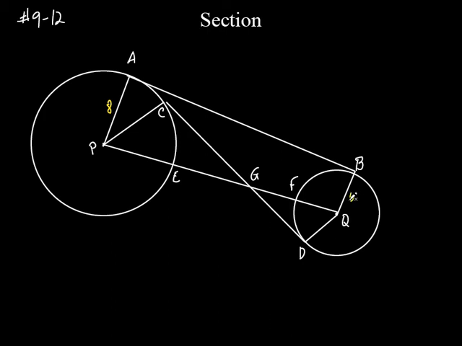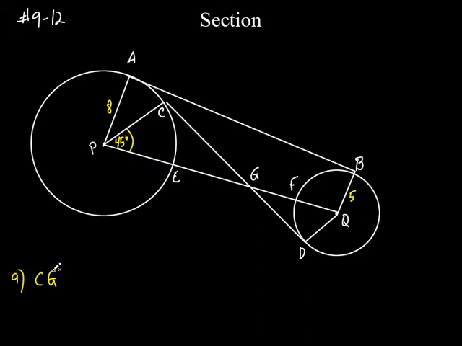BQ is 5. Let's just write the stuff they give us first, then we'll figure out all the other stuff. Okay, BQ is 5, so the radius of the little circle is 5. Angle CPE, this angle right there, is 45 degrees. Right there. Okay? And that's all they tell you. So, number 9 is to find CG.